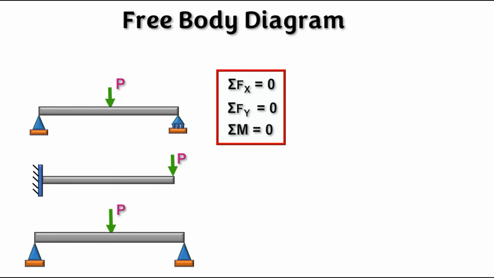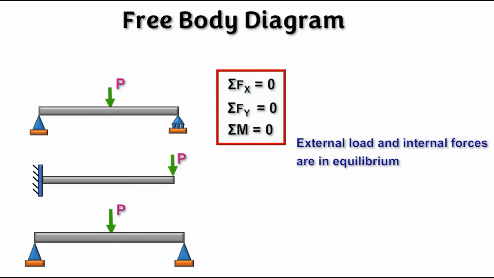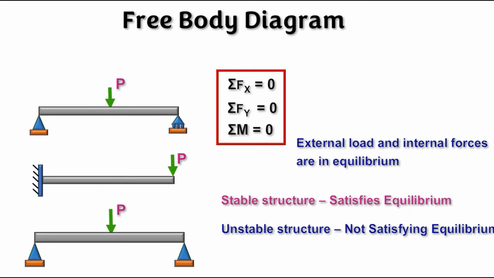We have three equilibrium equations for a 2D structure. Summation of horizontal forces is equal to 0. Summation of vertical forces is equal to 0. And summation of moments is equal to 0. So external load and internal forces are in equilibrium. The structure is said to be stable when it satisfies the equilibrium condition, and it is said to be unstable if it is not satisfying the equilibrium condition.